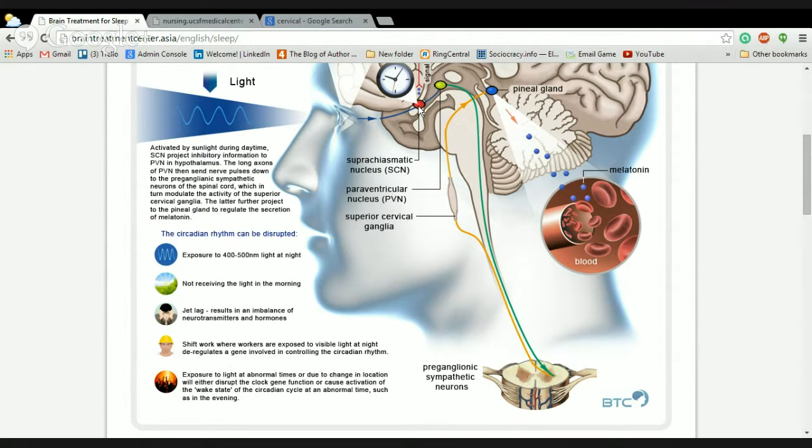So if we didn't have all this unnatural light, especially the one beyond the blue spectrum, maybe we have that part of it in our brains as well. It's just that it also translates into our behavior, which largely dictates our direction in life, on a more metaphysical scale. Mind-blowing. Anyway, so exposure to light at abnormal times or due to change in location will either disrupt the clock gene function or cause activation of the wake state of the circadian cycle at an abnormal time, such as in the evening.